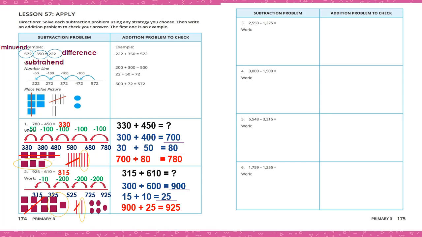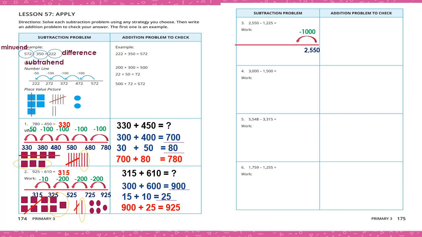In the next page, let's complete our problems. Number 3, 2,550 minus 1,225. Here, you can solve it by your strategy, okay? You choose anything as you like.